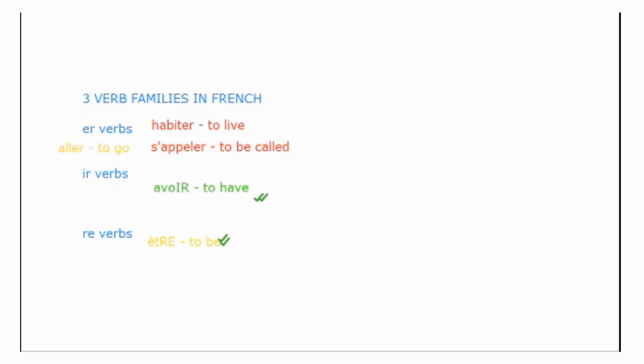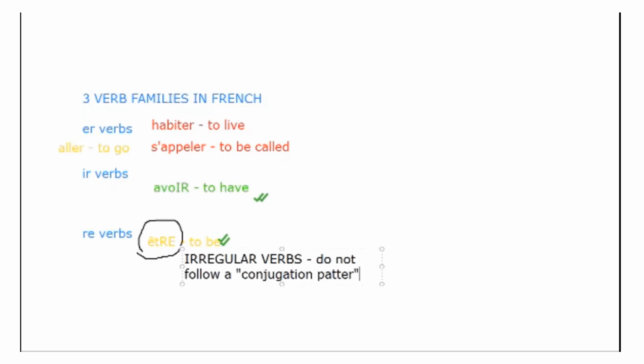So this is the verb être right here. Now I'm saying être and avoir, these are irregular verbs. What did I say about irregular verbs? They don't have a pattern. Very good. They do not follow a conjugation pattern. All right.